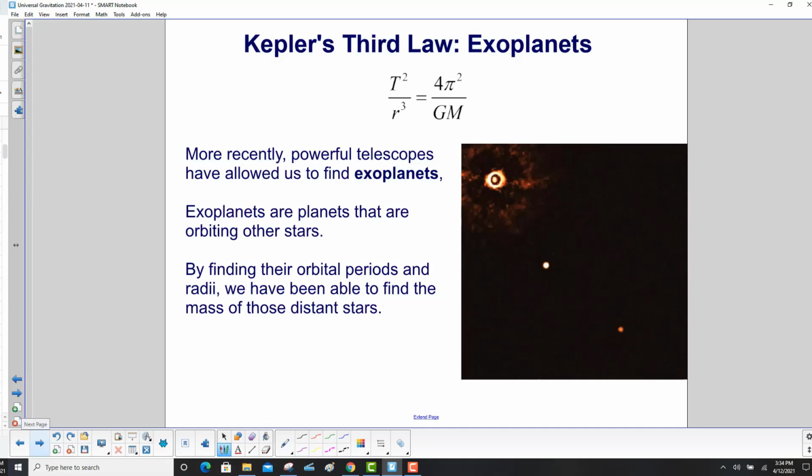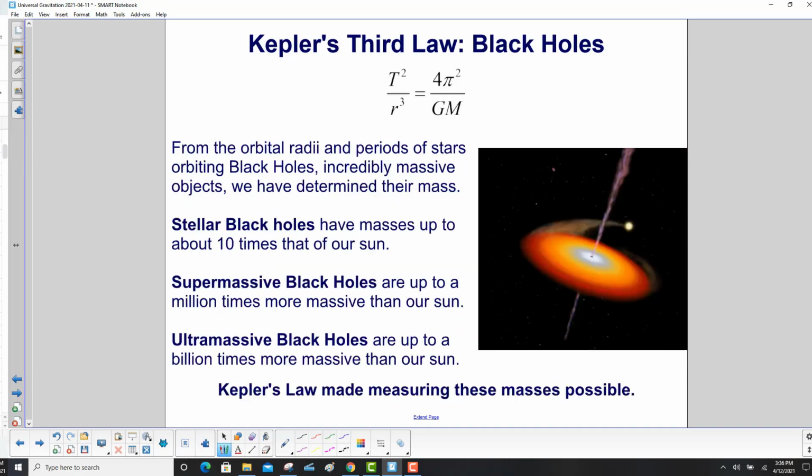More recently, powerful telescopes have allowed us to find exoplanets. Exoplanets are planets that are orbiting other stars. By finding their orbital periods and radii, we have been able to find the mass of those distant stars. From the orbital radii and periods of stars orbiting black holes, which are incredibly massive objects, we have determined their mass.